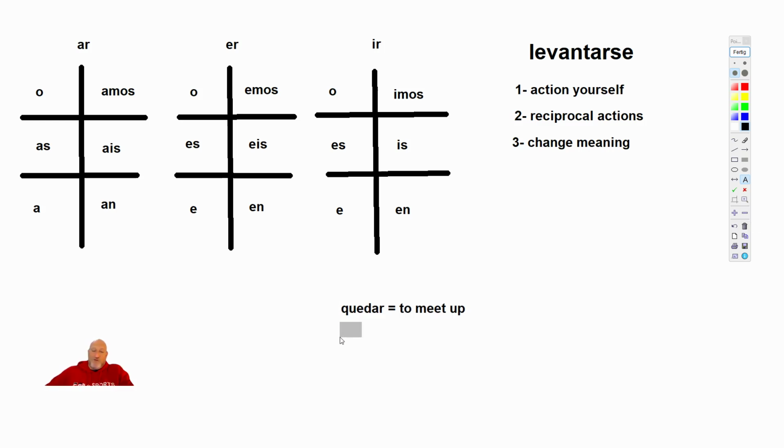But if you use the verb quedarse, the only thing I've done is transform the verb into a reflexive verb. Now it doesn't mean to meet up anymore. It means to stay in a place. So they don't have anything to do now. Although it's the same verb, I've changed the meaning completely by making it reflexive. That's also one of the uses of a reflexive verb.